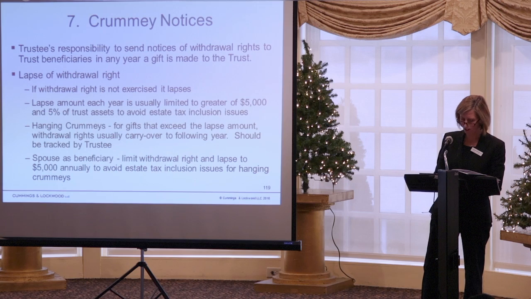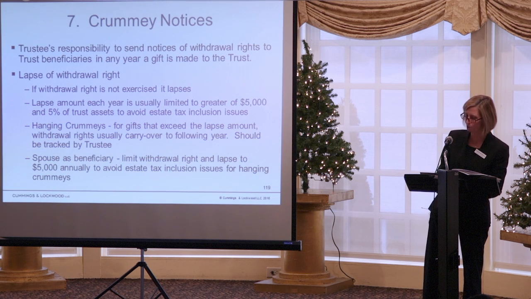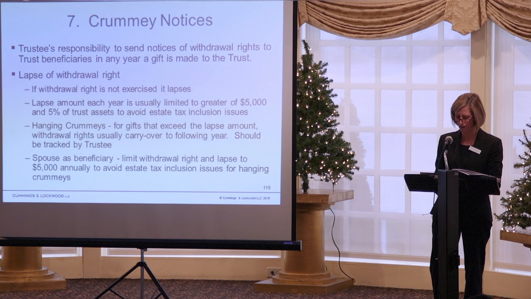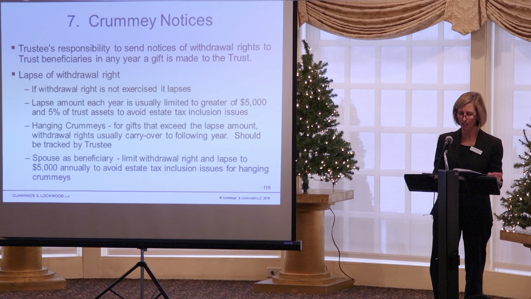And it's important for the trustee to be keeping track of all of these withdrawal gifts, withdrawal rights, and hanging Crummey powers every year. Just a note, if a spouse is a beneficiary, spouses are usually limited to a $5,000 withdrawal right and a $5,000 lapse in order to avoid giving the spouse a hanging Crummey power. If the spouse were to die with an outstanding withdrawal right, it would be included as an asset of the spouse's estate, and you want to avoid that. So you should really be careful to review how the withdrawal rights in the trust operate and make sure they're being calculated correctly each year.